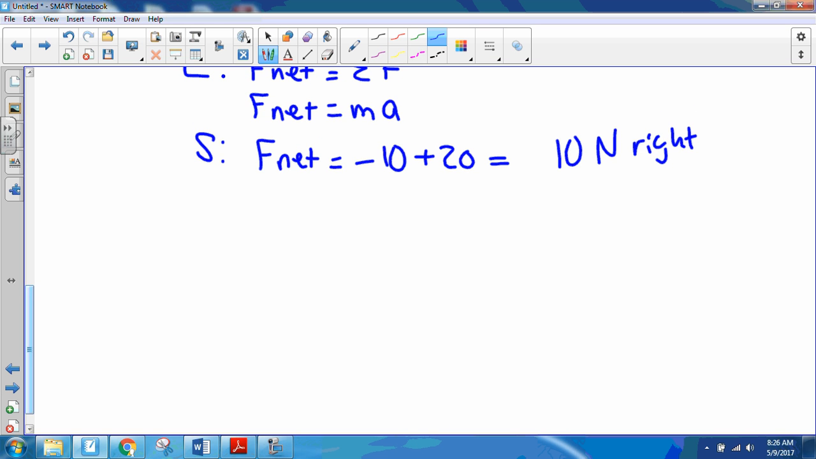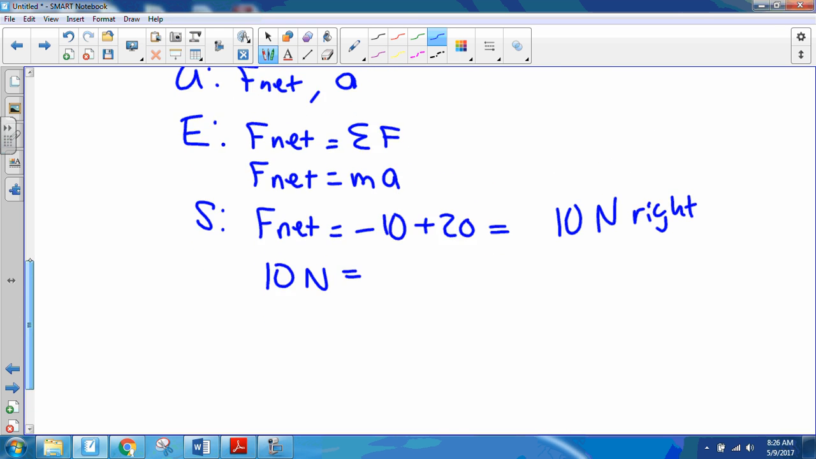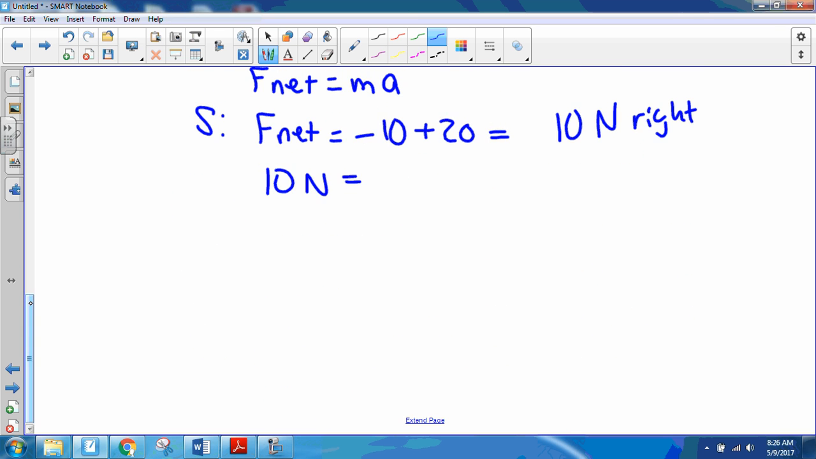F net equals m times a. So I've got positive 10 newtons is my F net. What was my mass up here? 50 kilograms. Times a, which is? Oh, we don't know it, right? But it is the acceleration, so just a. We write it in. Okay, what's that 50 doing to the a?